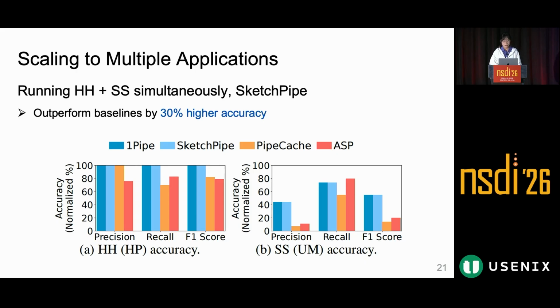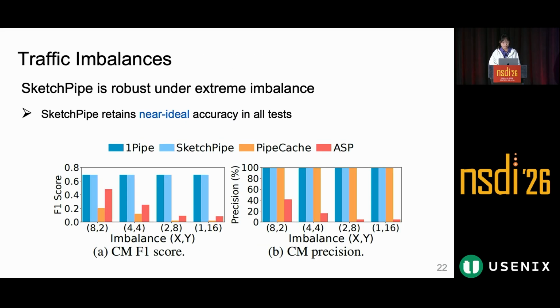In practice, a switch may need to run multiple monitoring applications at the same time. We therefore evaluate SketchPipe when heavy hitter detection and super spreader detection run simultaneously. The result is that SketchPipe still outperforms baselines by about 30% higher accuracy. This shows that SketchPipe is not only useful for a single sketch or a single application, but can also support multiple measurement tasks under shared switch resources.